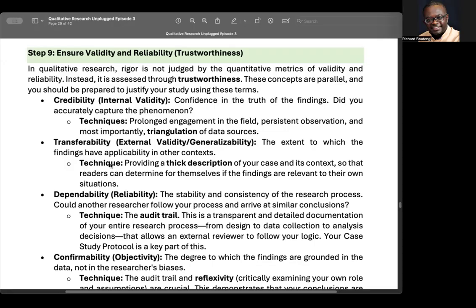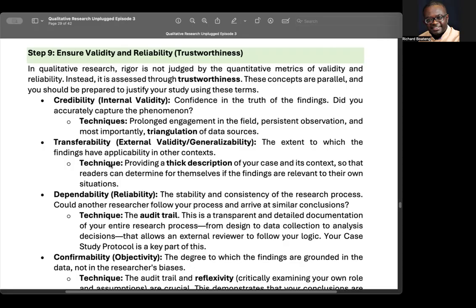Okay. What's next after credibility? Transferability. This is the parallel to external validity or generalizability. It asks, to what extent might these findings have applicability in other contexts or settings? But case studies aren't statistically generalizable, right? Right. So transferability isn't achieved through sampling, but through thick description.